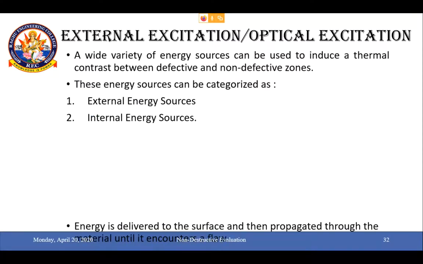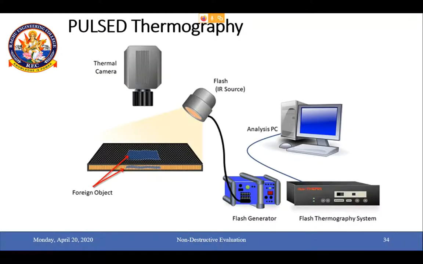We discussed this also: external excitation examples, photographic flashes, halogen lamps, which we'll be using. We'll be seeing them in the class today. Pulse thermography, I think we stopped here. So this is where we have to exactly start: pulsed thermography. Slide number 34. I hope everybody has got this. Pulsed thermography, slide number 34.